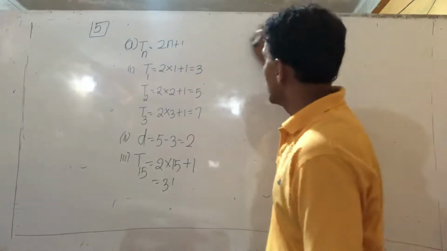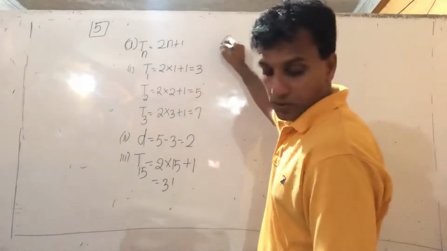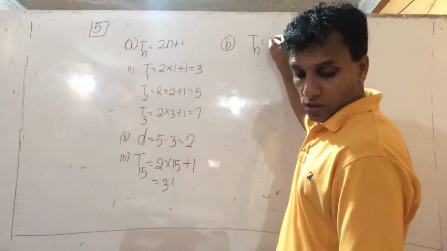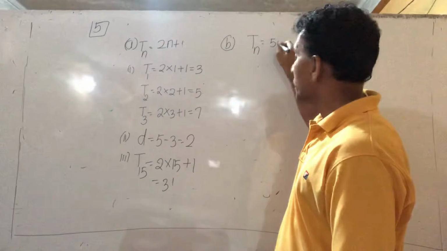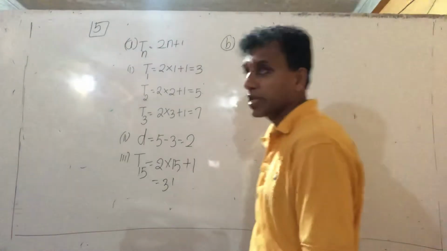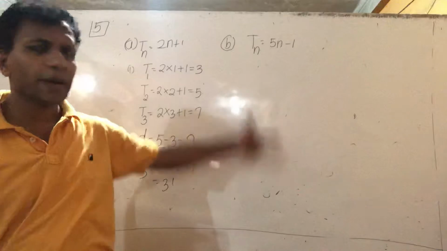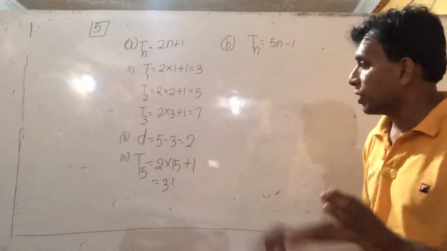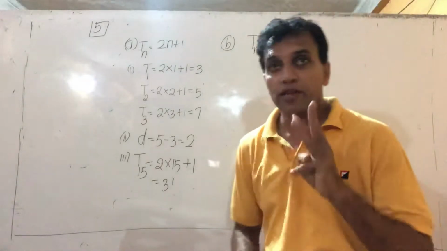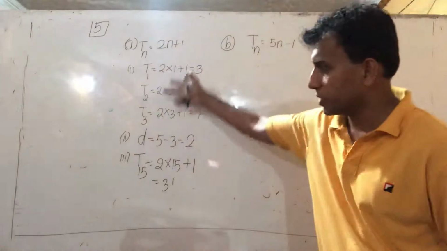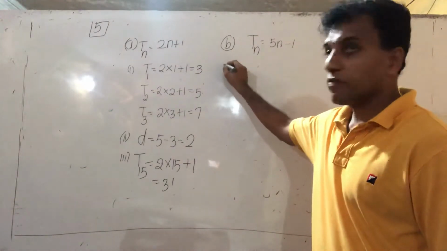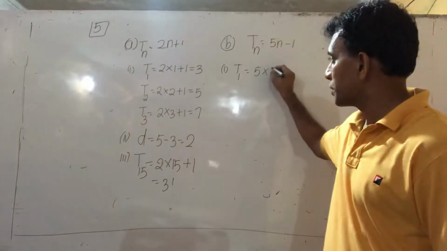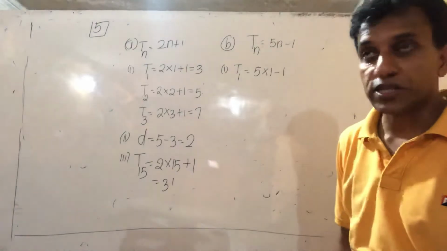Another one, I call it the B part. The nth term is 5n minus 1. Follow the same method. There is an arithmetic series whose general term or nth term is 5n minus 1. Then write the first 3 terms. Copy this method. First term, put n equal to 1: 5 times 1 minus 1, that is 4.